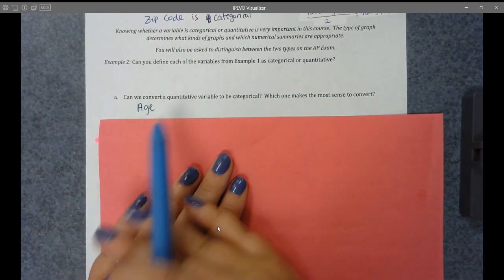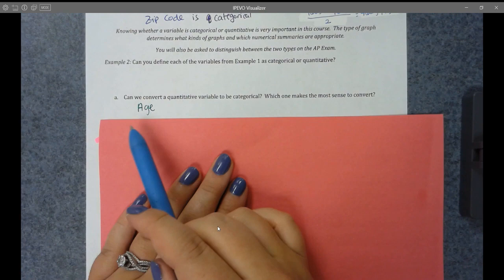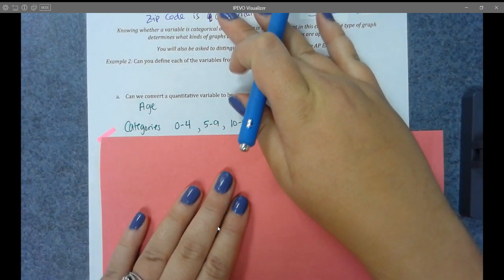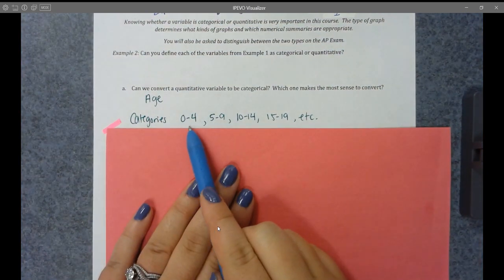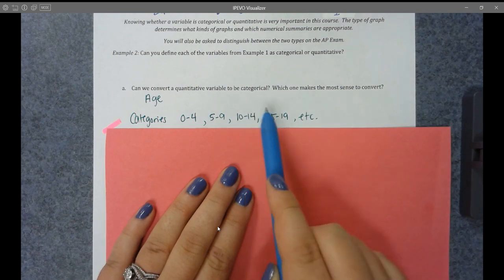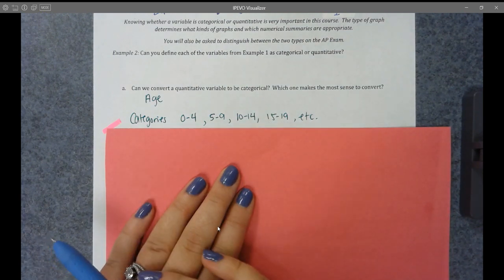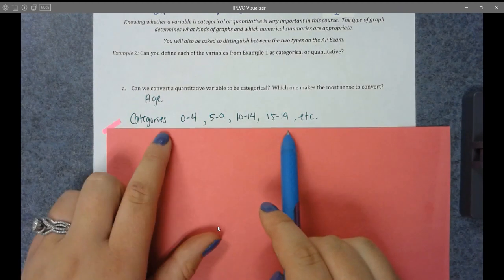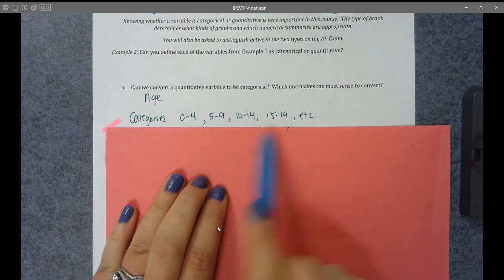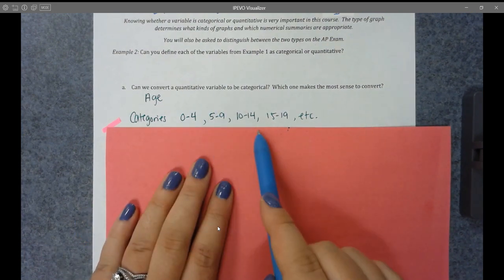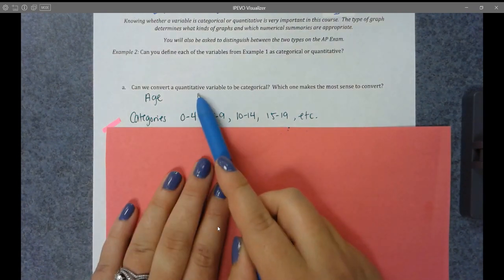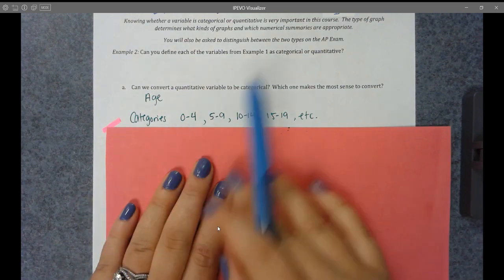We could find the average, but what if I wanted to put people into certain categories instead? One way you could do that is to put everyone ages 0 to 4 together, everyone ages 5 to 9, everyone ages 10 to 14, 15 to 19, etc. This obviously wouldn't be at a high school; this would be maybe kindergarten through high school. Each of these takes 5 ages. It would not make sense to find the average of these because they're in categories. They're in a range. So you can take a quantitative variable and make it categorical.